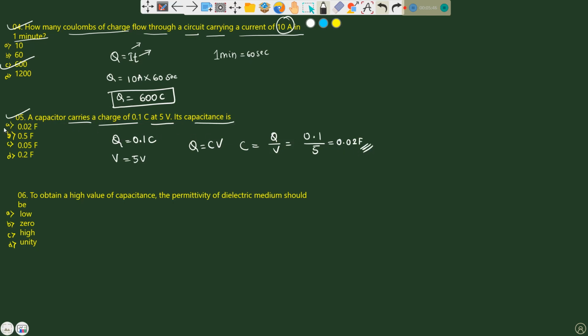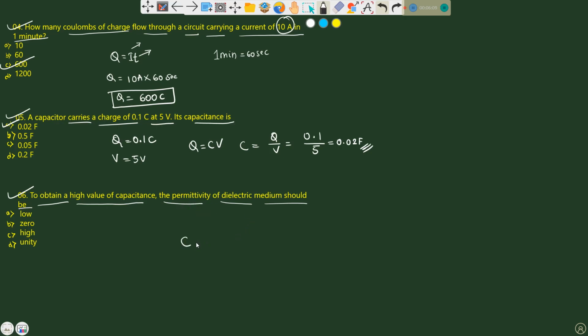So this is the A is the option. So next we have, to obtain higher value of capacitance, the permittivity of dielectric medium should be what? It should be low, or it should be 0, or it should be high, or it should be unity. First of all, how are permittivity and dielectric medium related?